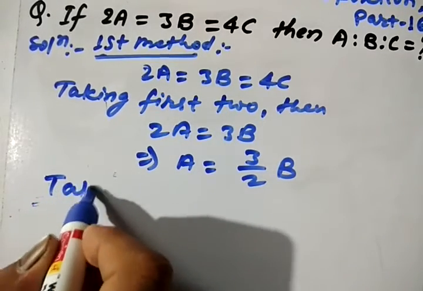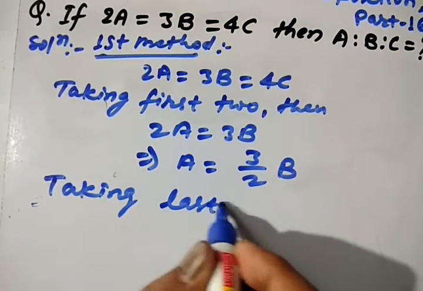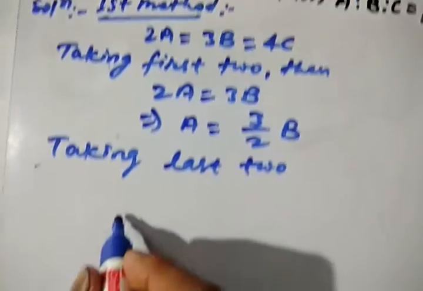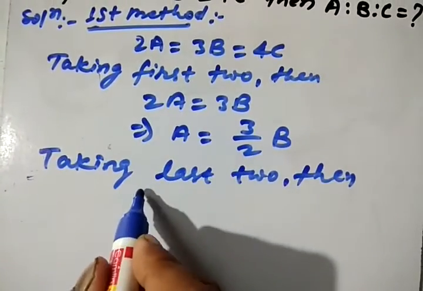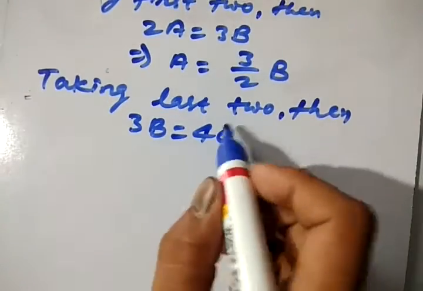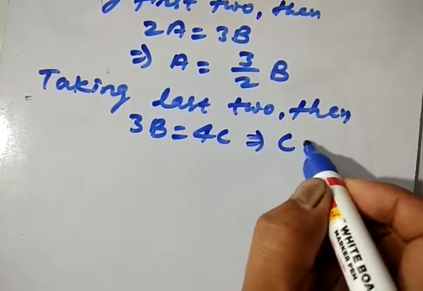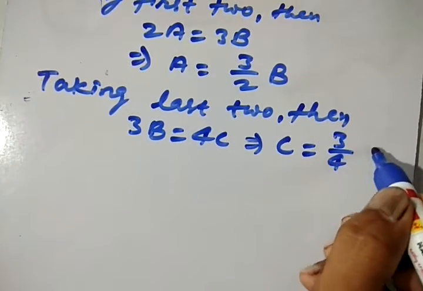Now taking last two, then 3b is equal to 4c. From this we get the value of c, which is equal to 3 by 4b.